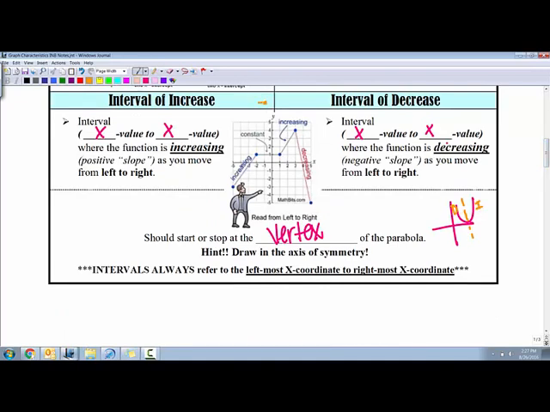It's always, always, always going to be your x values. Like I heard earlier, a lot of people will try to switch it to the y's. It's always your x values for interval of increase and decrease.